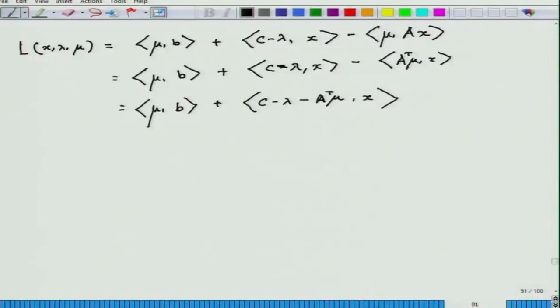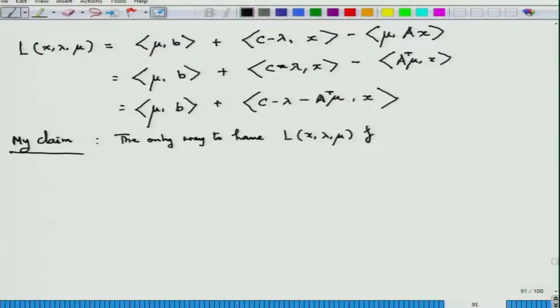Now, I am making the following claim. The only way, see, if I want to minimize this function over whole x, it has to be finite at least. The only way to have L(x, lambda, mu) finite, right? If I take the minimum over all x, it would not be of much importance unless, first of all, I need to have this finite in order to have a decent or a proper dual objective function.